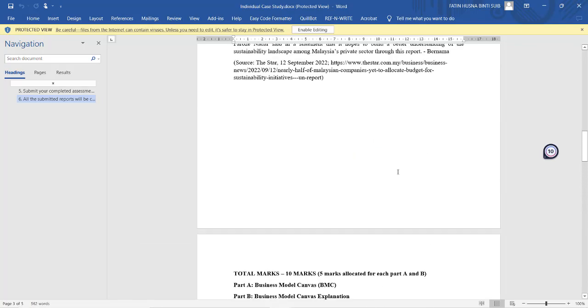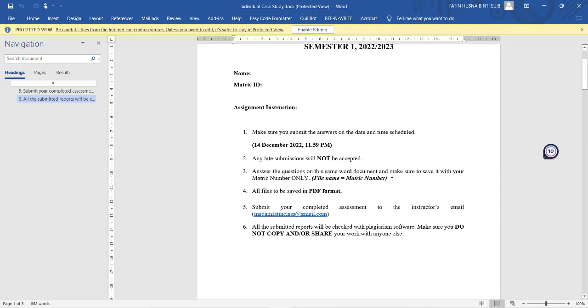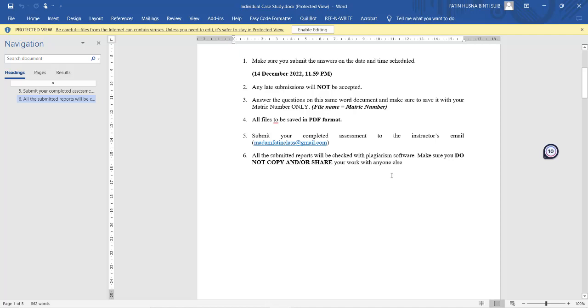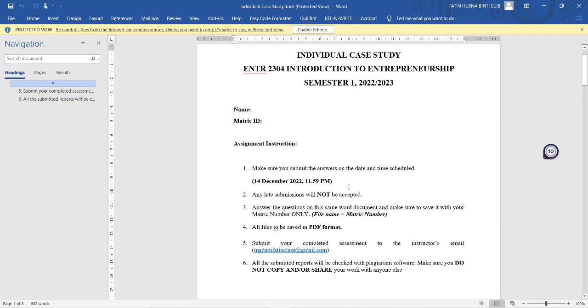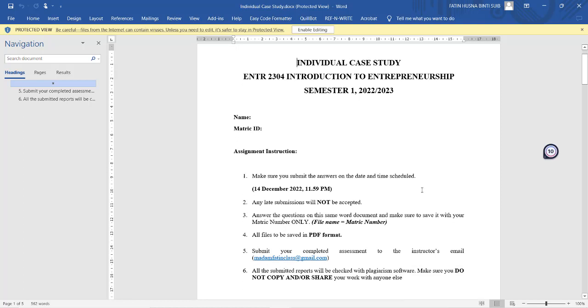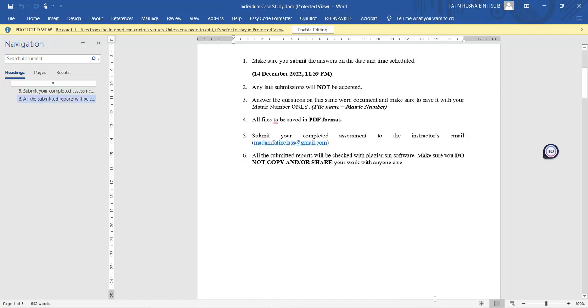You need to submit this before 14 December, because we're not going to have classes for the rest of December. You need to submit this individually. Do not copy paste your friends' or your group's idea. You must come up with your own idea, individually.